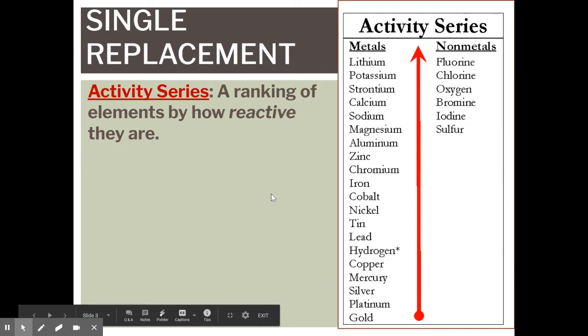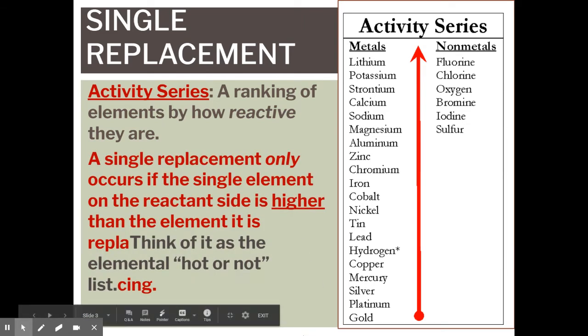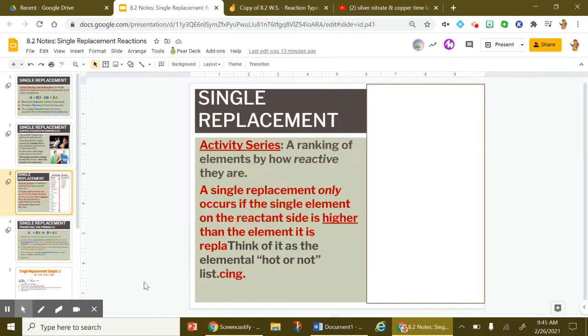They will replace nothing. Think of it like an elemental hot or not list.